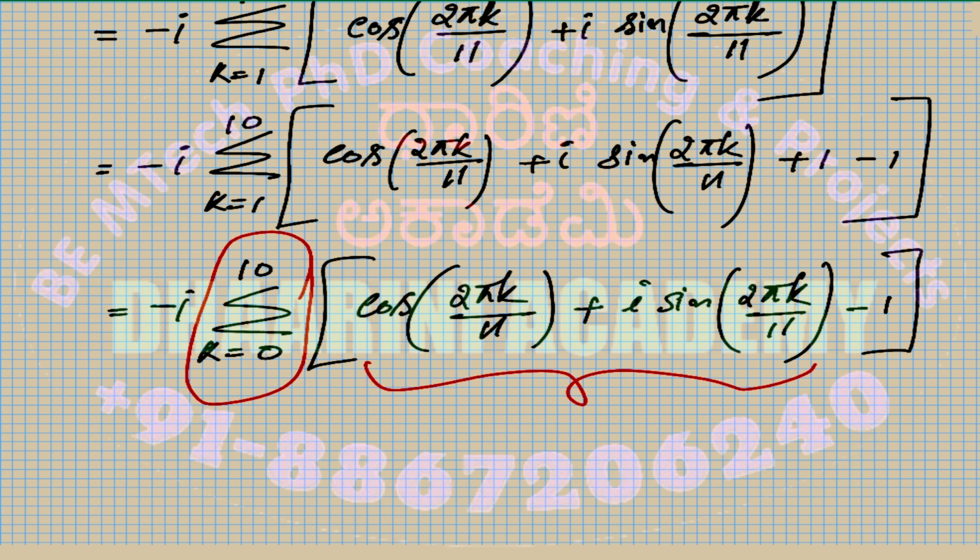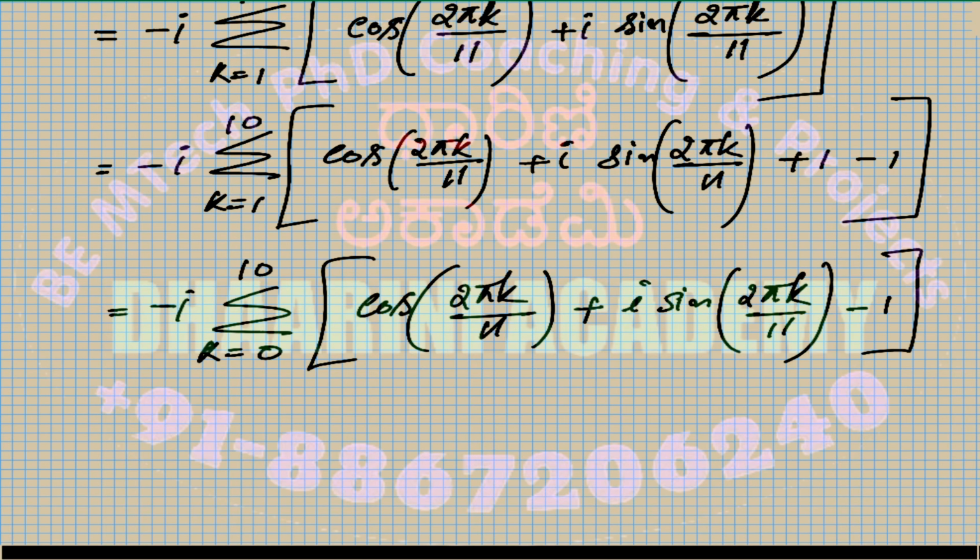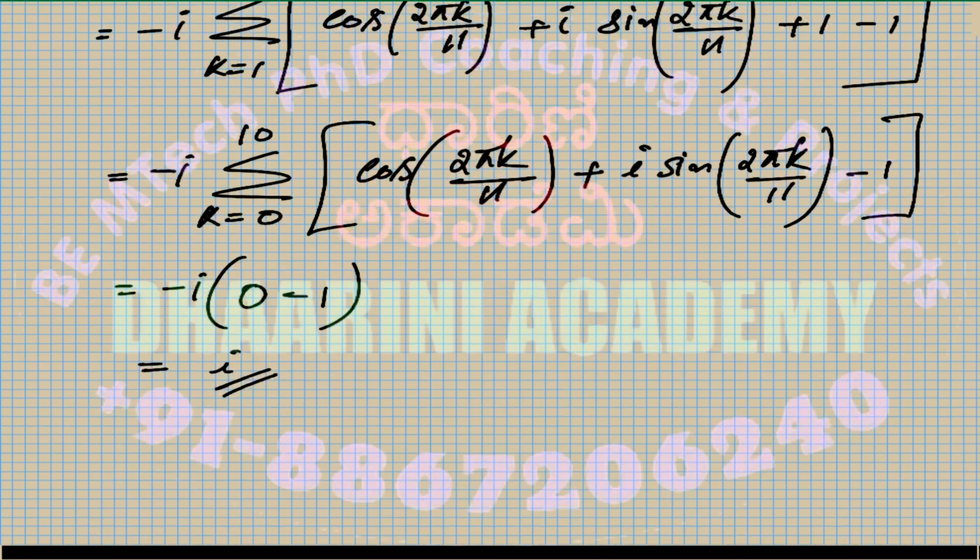I already know that. Okay, so 0, and the next part is minus 1. So your answer should look like this. This is minus i into, this summation is 0, and there is a minus 1 there, which I write as it is. So minus 1 into minus i is plus i, which is the required answer. Let's go to the next question.